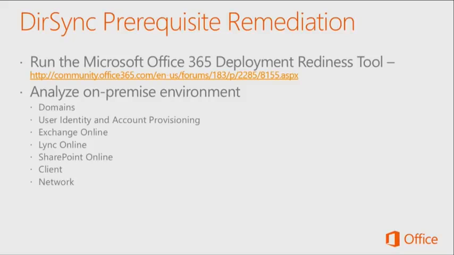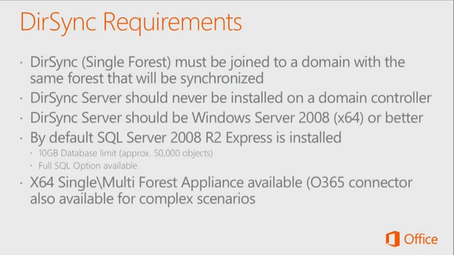So it's going to analyze your on-premise environment, domains, user identity, Exchange Online, Lync Online, SharePoint Online, the clients, and the network. So it's a pretty good tool. We use this not just for Office 365, but for discovery when we have a new client, so their local domain. Okay.